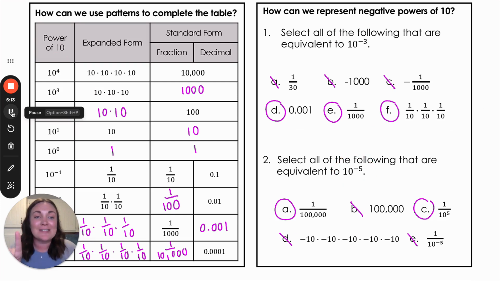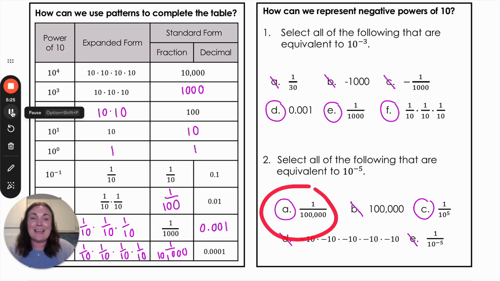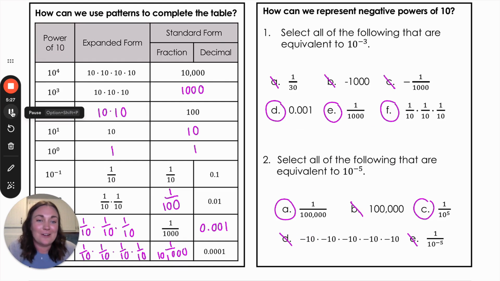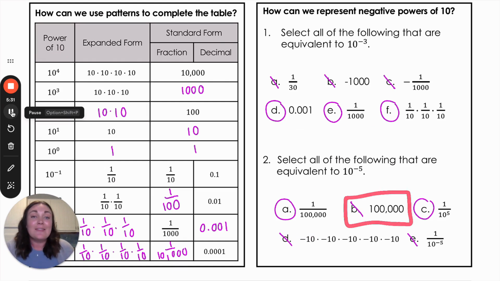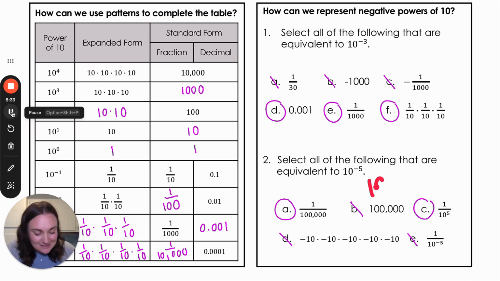Now remember, first thing, negative exponents do not mean a negative number, so we can automatically cross out that D. Also, we know that we're looking for that 1/10 times 1/10 5 times, which is exactly what that A is, that 1 over 100,000. B, just 100,000. This would actually be the answer if we had 10 to the positive 5, if we were multiplying just that 10 times 10 over and over again. But unfortunately, we are not doing that this time.